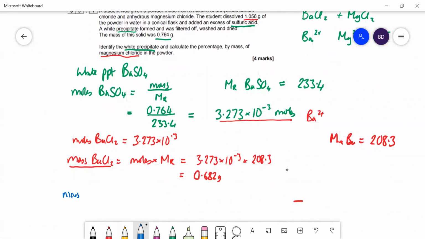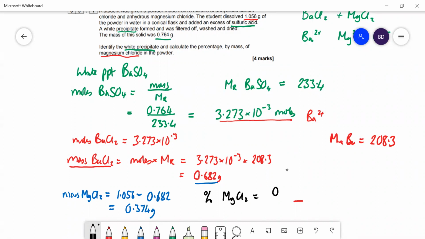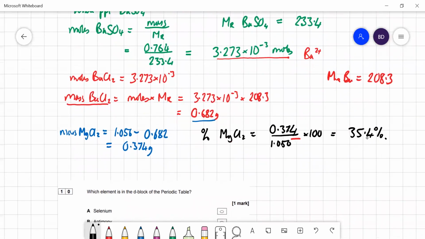So the mass of magnesium chloride is equal to the total mass, which is 1.056, minus the mass of the barium chloride, 0.682, which is equal to 0.374 grams. Now, the percentage of magnesium chloride in the powder is equal to the mass of magnesium chloride, 0.374 grams, over the total mass of the powder, which is 1.056 grams, times 100, which gives us 35.4%.